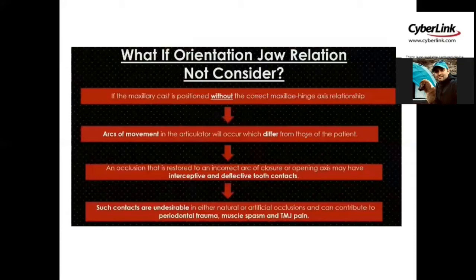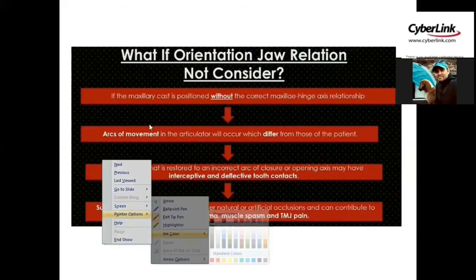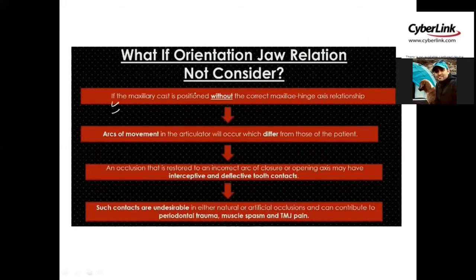So what if orientation jaw relation is not considered? If we will not consider the orientation jaw relation, the maxillary cast is positioned without the correct maxilla hinge axis relationship, and the arcs of movement in the articulator will differ from those of patient. So there is a difference between the hinge axis, which we transfer from patient to articulator.